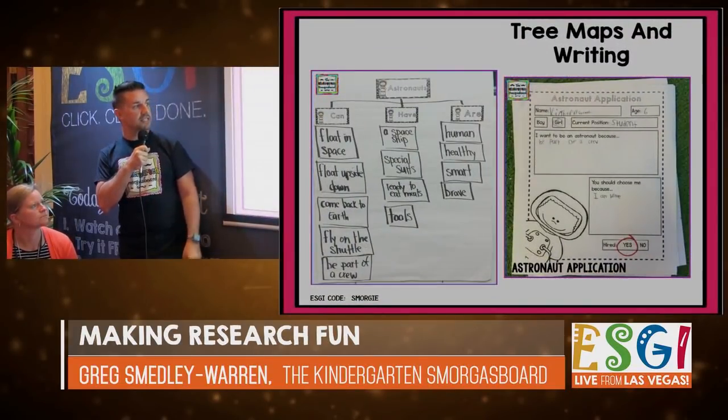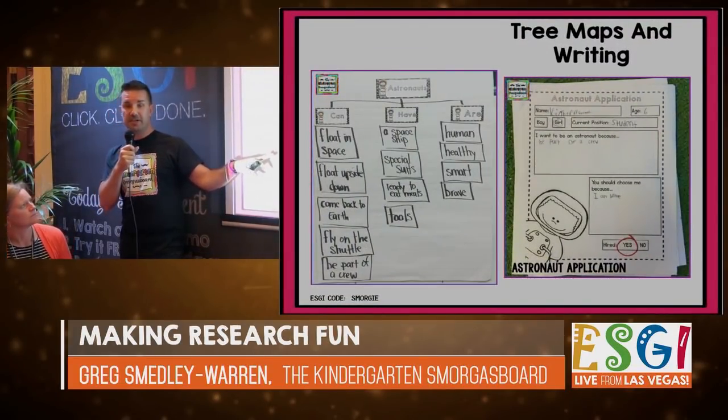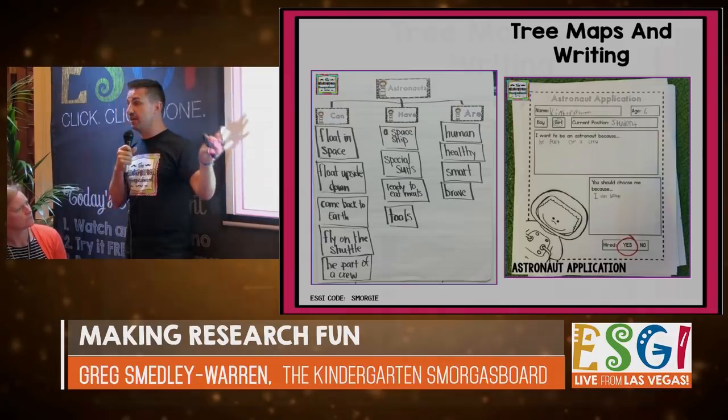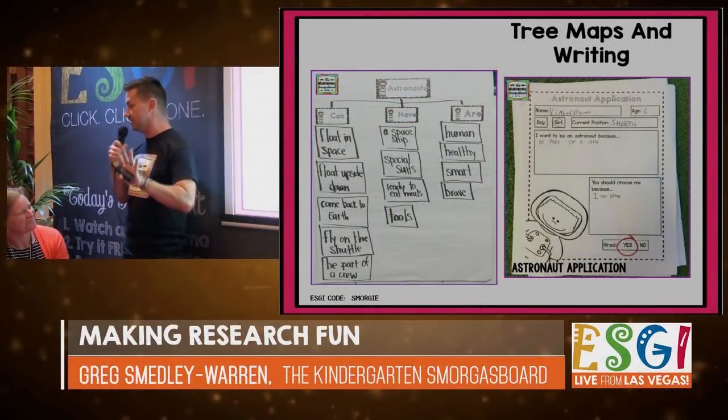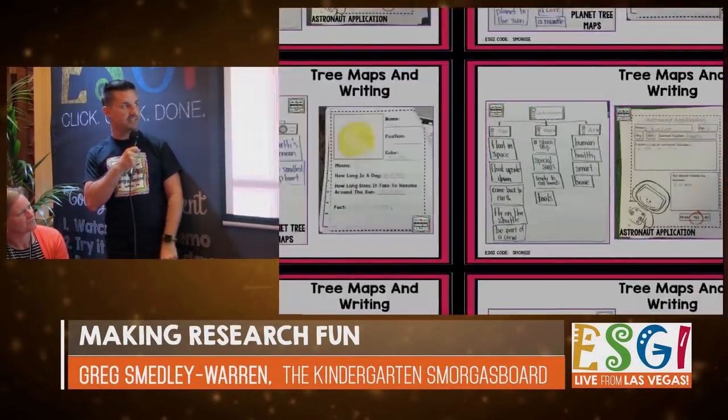So here's our tree maps about astronauts. And then in order for the kids to go on our space research project and go into the solar system, they had to be hired as an astronaut. So we learned all about what astronauts do. Then the kids filled out their astronaut application. And so then I had to decide if they got to be hired or not. And so luckily everyone got hired this year, so everybody got to be an astronaut.